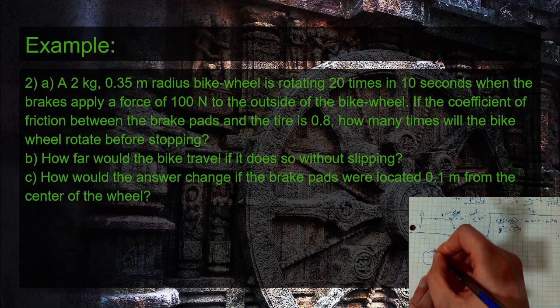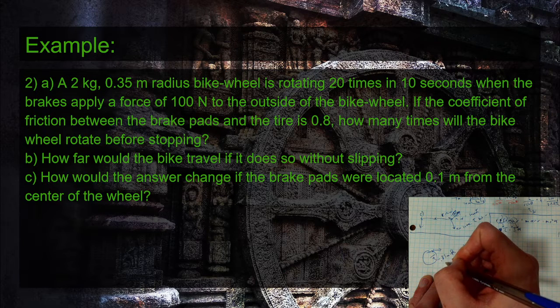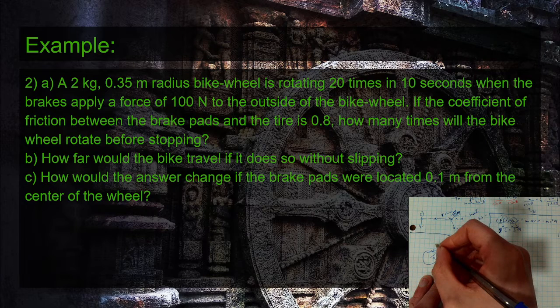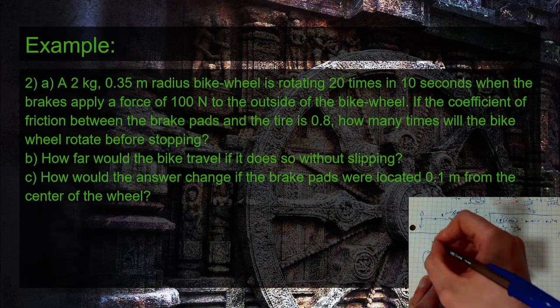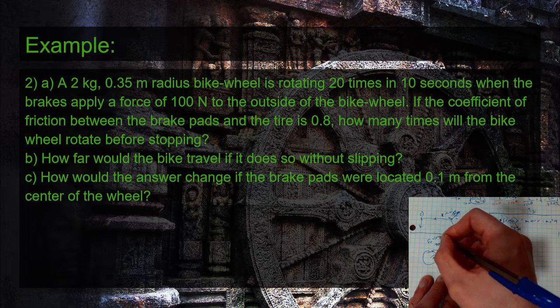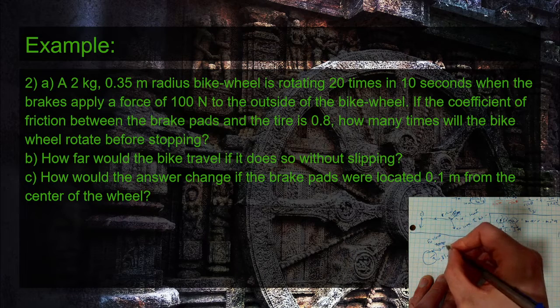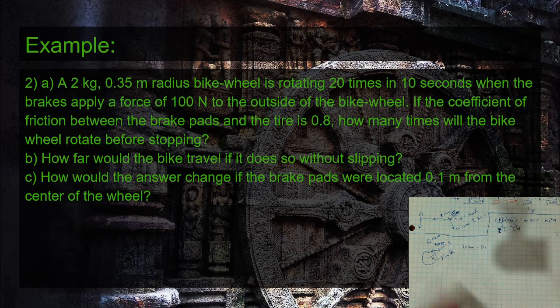going backwards at 100 newtons with a coefficient of... so the normal force between the brake and the tire is 100 newtons. Our coefficient of friction is 0.8. How many times will the bike wheel rotate before stopping?